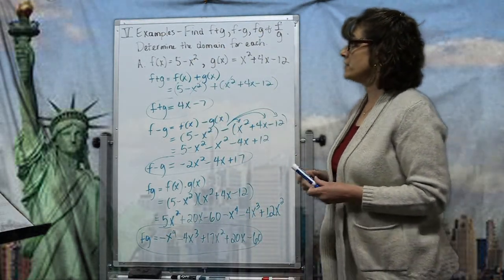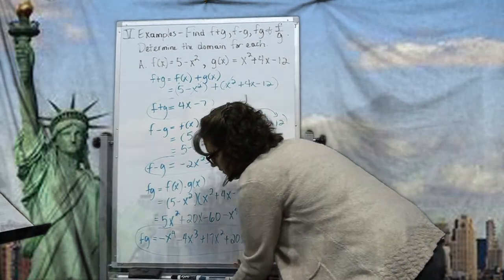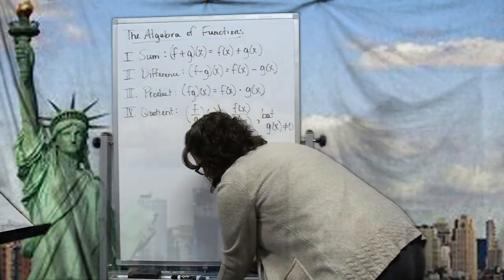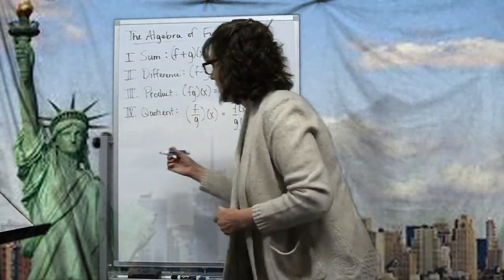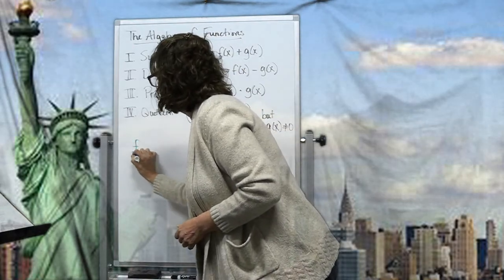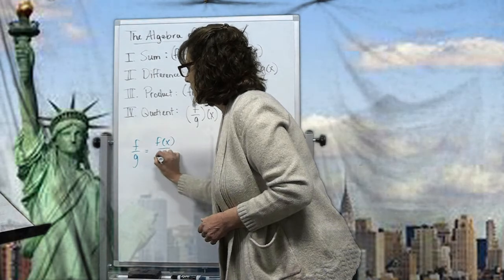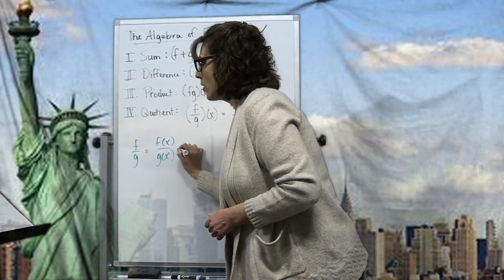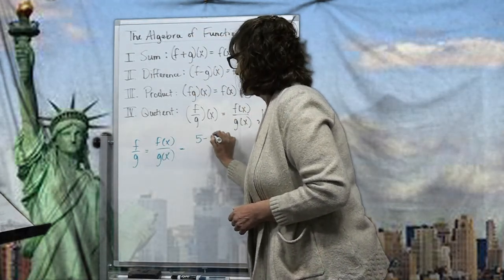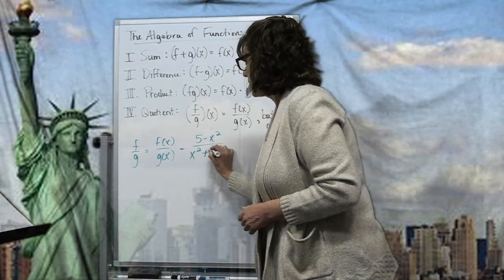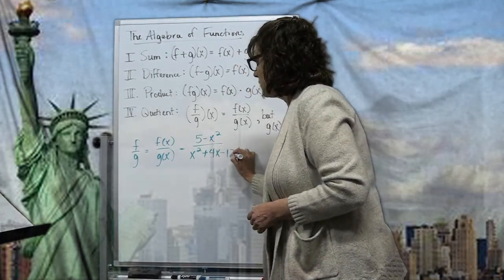Now let's do f divided by g. Let's flip this over to the other side where I've got a little bit more room. And that f divided by g would simply indicate take the f function and divide it by that g function. Well, recall the f function is 5 minus x squared. The g function was x squared plus 4x minus 12.